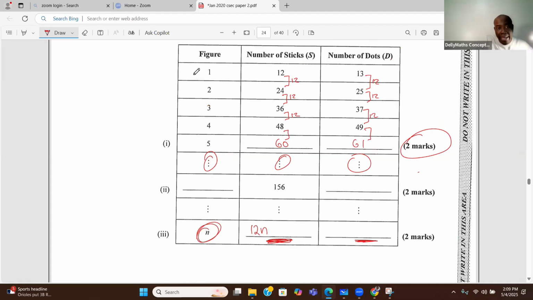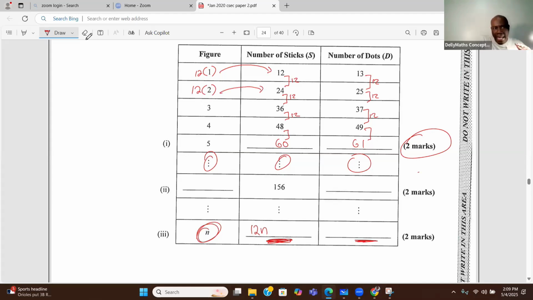So let us see, 12n, so you said 12 times n. You just check 2 of them, and if 2 of them connect, you're good. Normally 1 connects, but just to make sure, I tell you to try 2. So 12 times 1 is 12. 12 times 2 is 24.